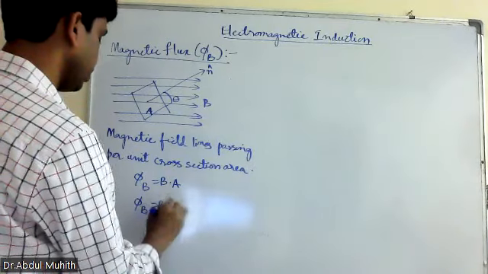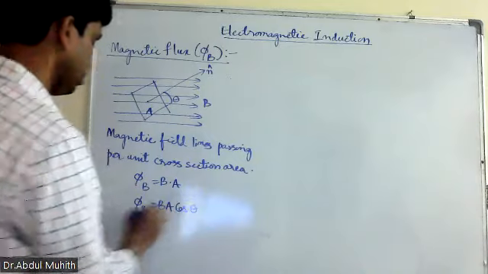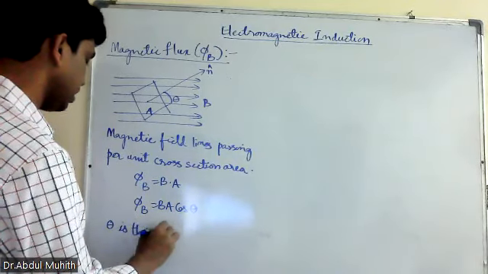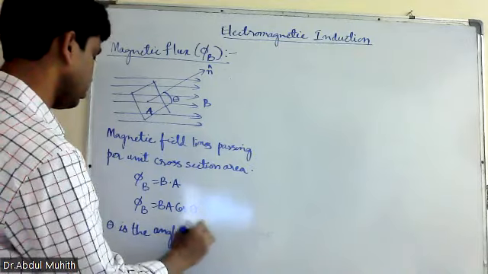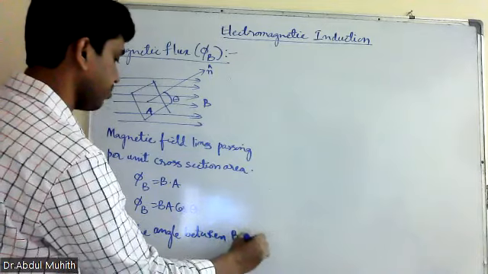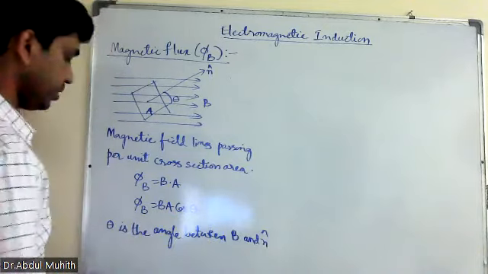B into A cos theta. Okay, what is theta? Theta is the angle between the magnetic field and N cap. So we can also write B into A.